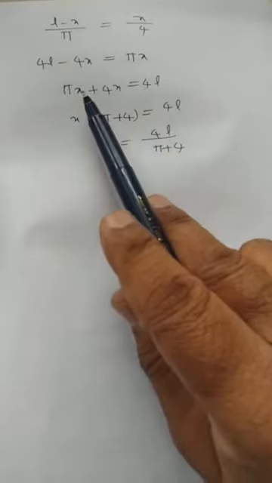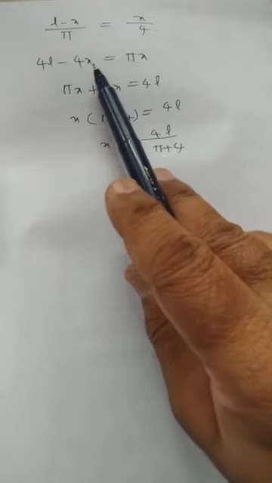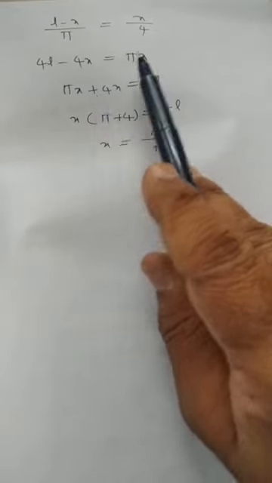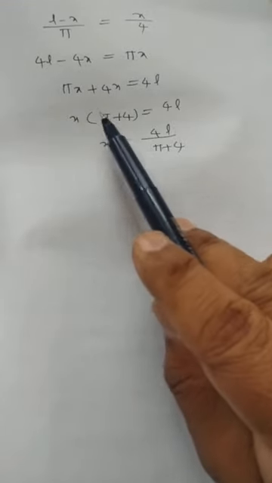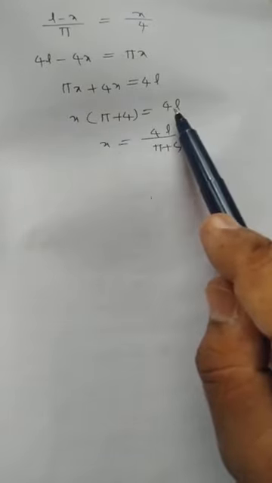So I am finding the x value here, so I am bringing this term to this side. Pi x plus 4x is equal to 4L. x taken common here, remains pi plus 4 is equal to 4L. So x is equal to 4L by (pi plus 4). So this is the one and only stationary point I got here for the given function.